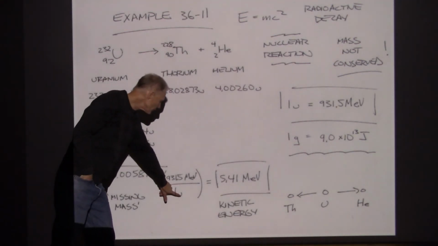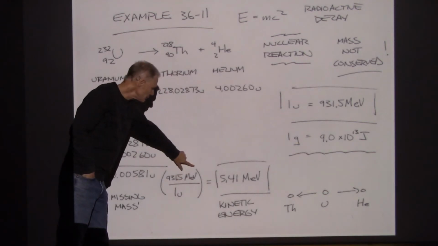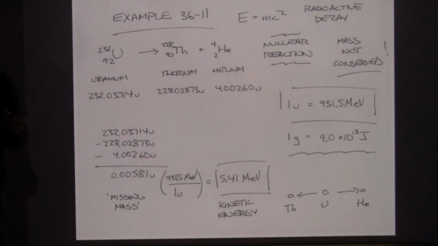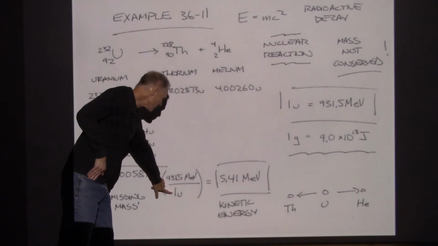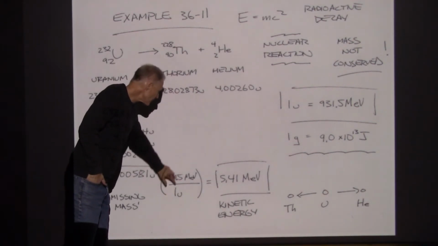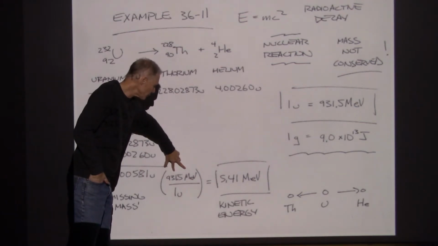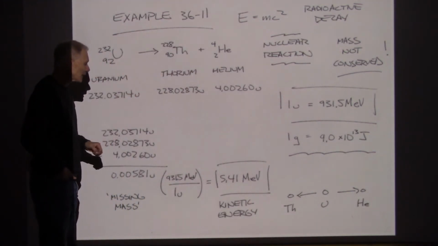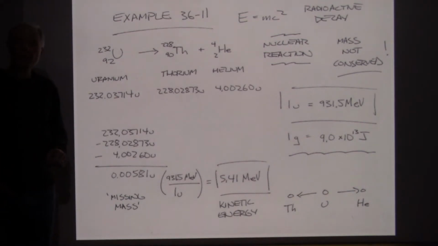There's a conversion from atomic mass units into MeV. Because of E equals mc squared, there are conversion factors that say a certain amount of mass corresponds to a certain amount of energy according to that formula. It turns out that for every atomic mass unit of mass, that's the equivalent of 931.5 MeV. And that says that the kinetic energy that was released in this reaction is 5.41 MeV.